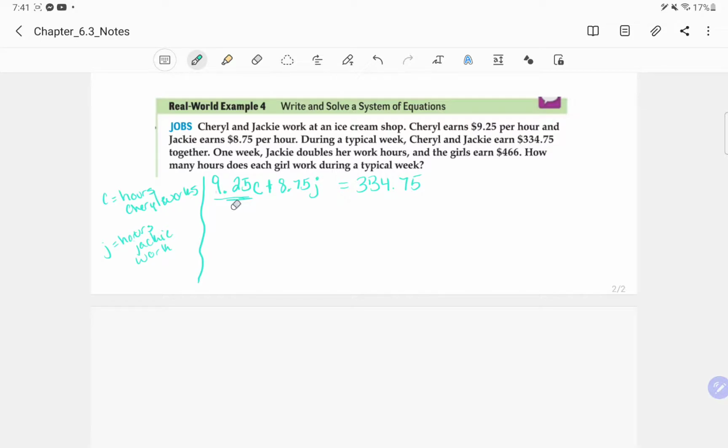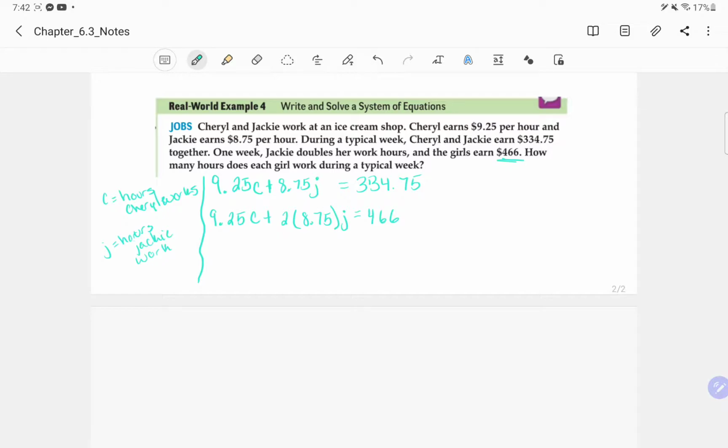After that, it says one week Jackie doubles her work hours. Okay, so it's a typical week, but Jackie worked twice as many hours. So I'm going to take this $9.25 for Cheryl because hers didn't change, but now I have twice as many hours for Jackie. And then that week they made $466. Okay.